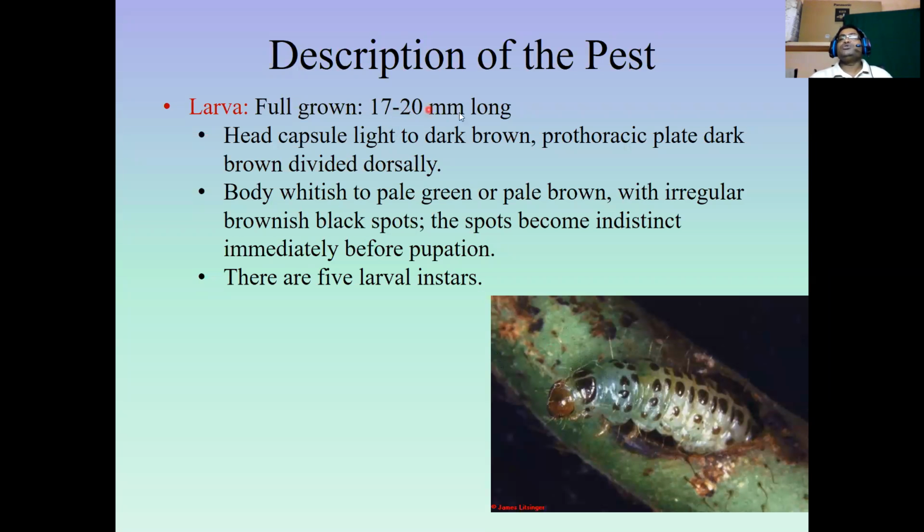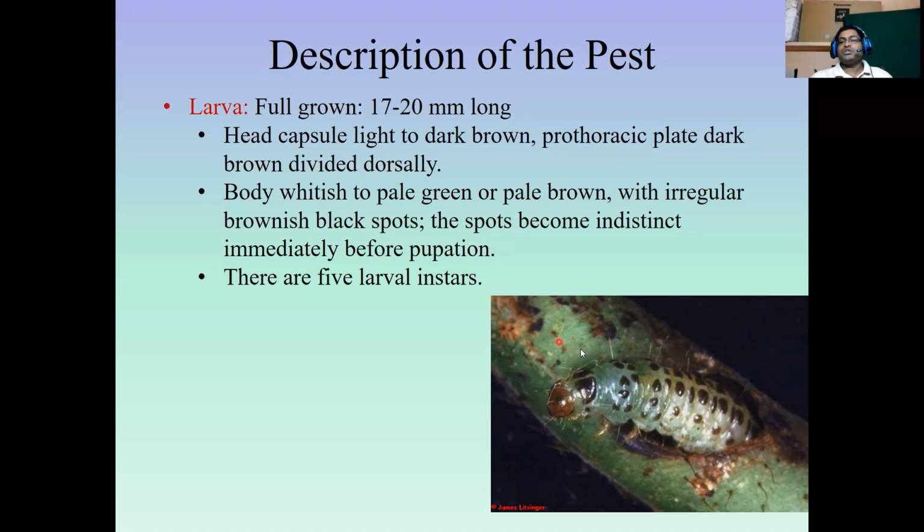Once the larva grows, it will finally reach full size, nearly 17 to 20 millimeter long. The fully mature larva becomes dark greenish to brown. The head capsule is light dark brown and the prothoracic plate is dark brown. The body is white to pale green, pale brown, that's what I told you, right? The mature larva is greenish to brown with irregular black spots. You can see irregular black spots over the whole dorsal body. The spots become indistinct immediately before pupation.